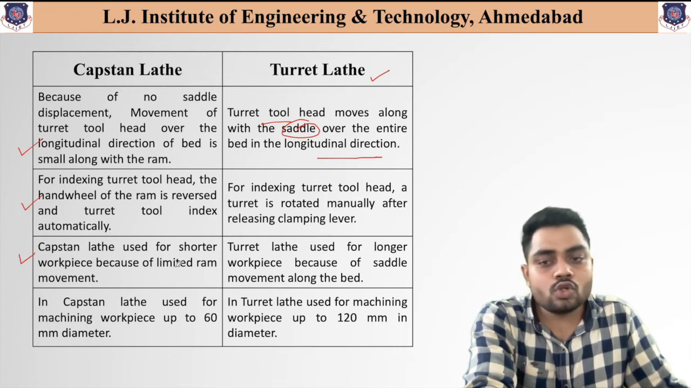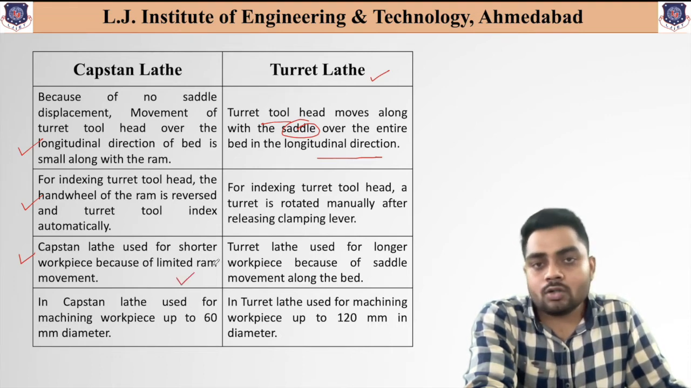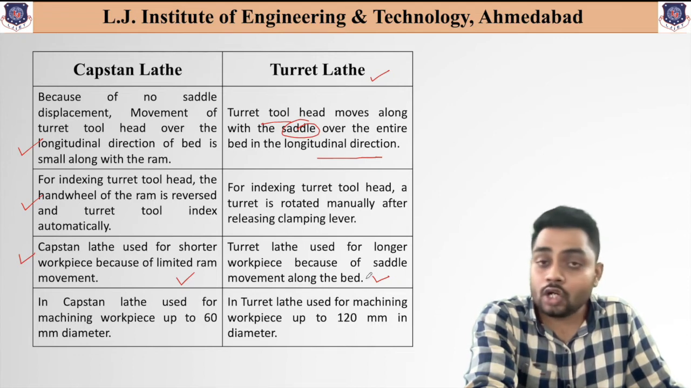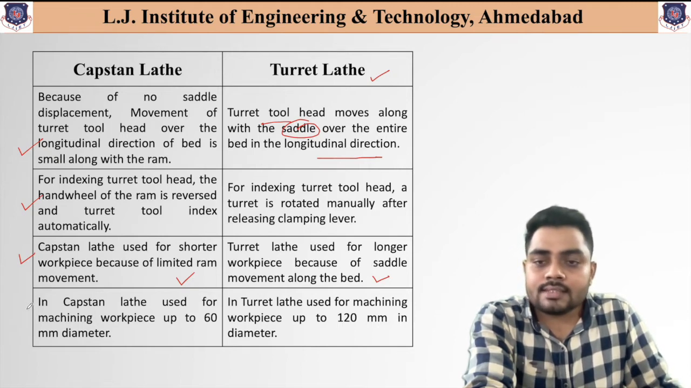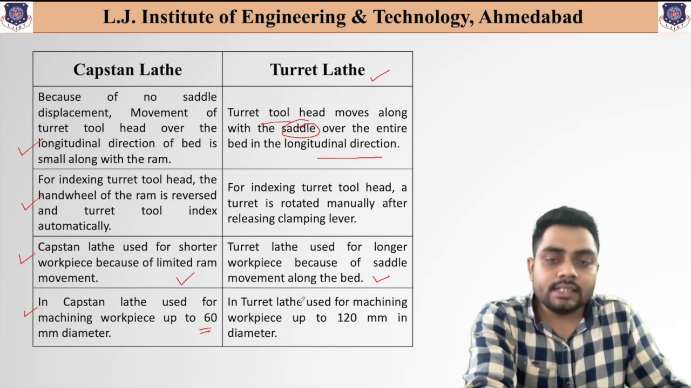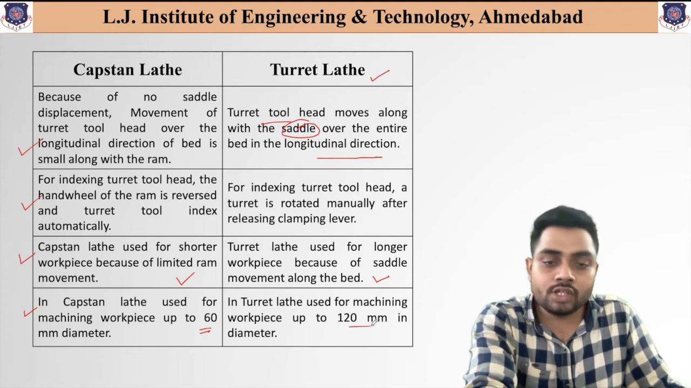The next is, we have seen this clearly, right? The capstan lathe is used for shorter workpieces because of the limited ram movement. As the ram movement is limited, the workpieces which we can machine are also limited. Whereas in the case of the turret lathe, the movement is possible on the entire lathe machine, and that's why longer workpieces can easily be machined on the turret lathe. If we say in terms of dimension, these capstan lathes are mostly used to machine workpieces having an approximate diameter of about 60 mm, whereas the turret lathe is capable of machining workpieces with diameters up to 120 mm.